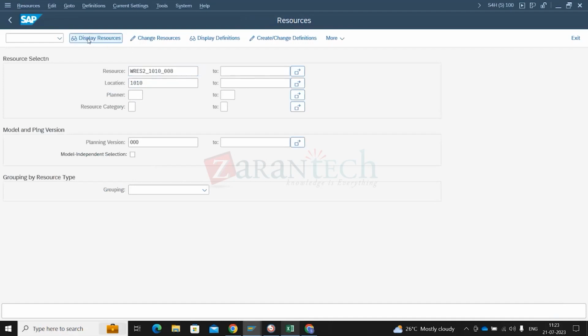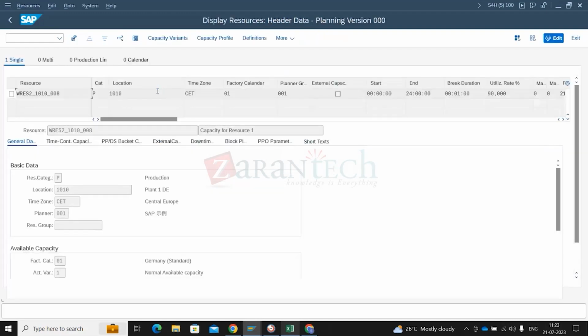Okay, and now I should have RES02. It is very quick. See, it's faster than the fastest. Okay, so I've got a resource. You see on top, we have single and multi. I did not click "can be used by multiple operations," so it came as a single resource. If I would have clicked there, then it would have come as a multi resource. Calendar and production line are separate types of resources.